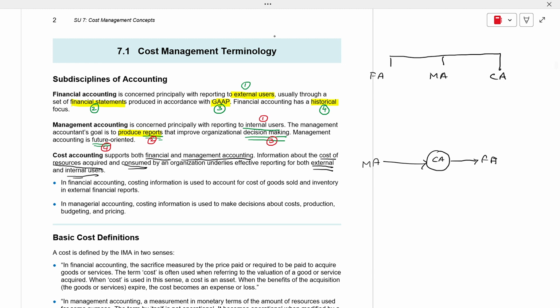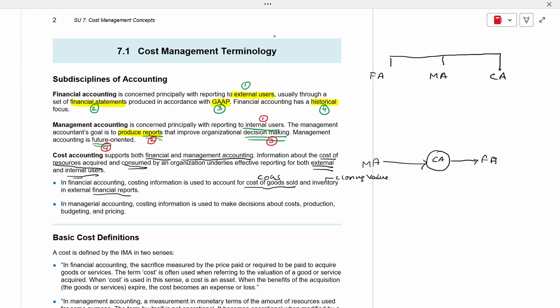In financial accounting, where do we use it? We use the information with respect to cost of goods sold. Sales minus cost of goods sold is the gross profit, and inventory in the external financial report is the closing value of inventory. This is the purpose of financial accounting. Only two places: cost of goods sold and valuation of inventory.